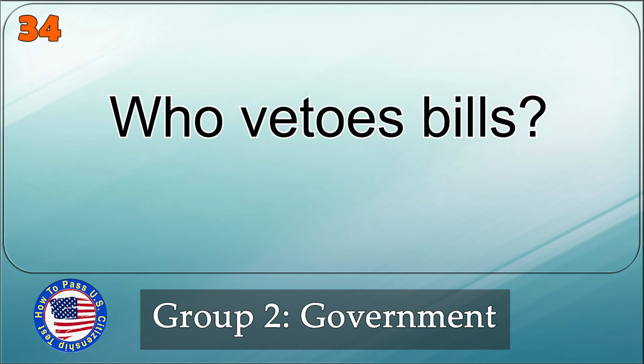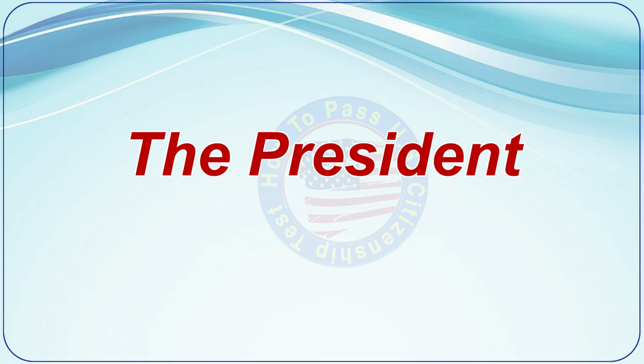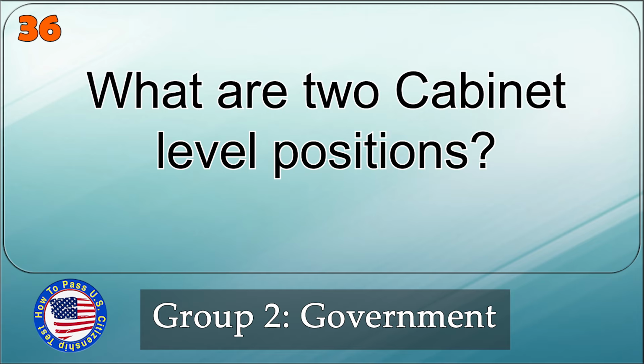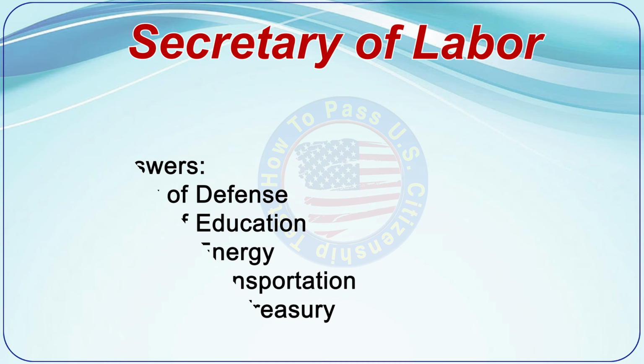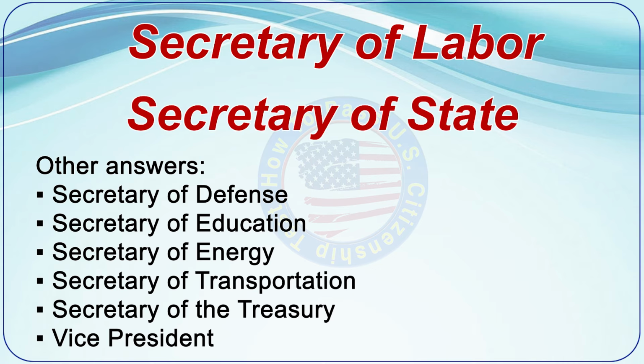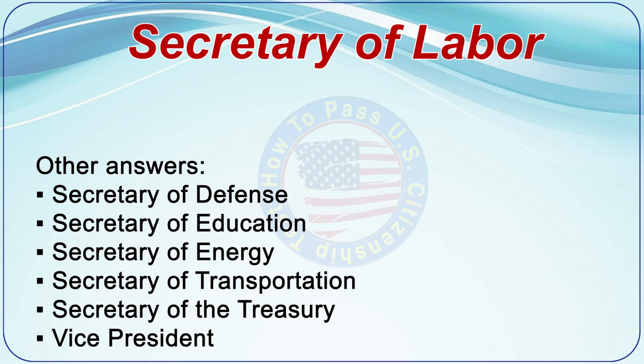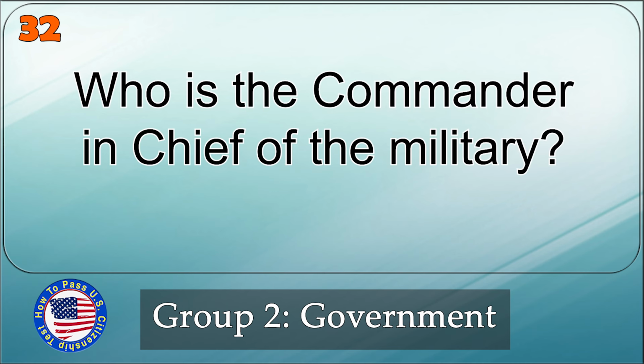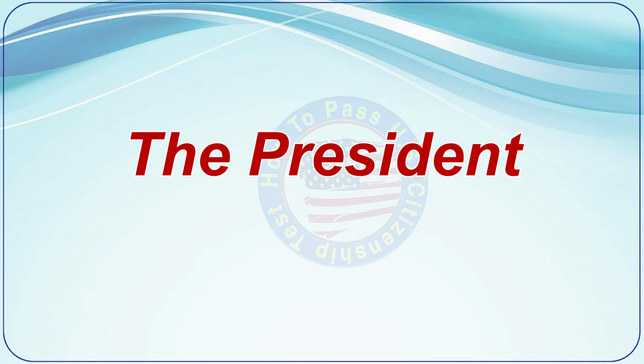Who vetoes bills? The President. What are 2 cabinet-level positions? Secretary of Labor, Secretary of State. Who is the Commander-in-Chief of the military? The President.